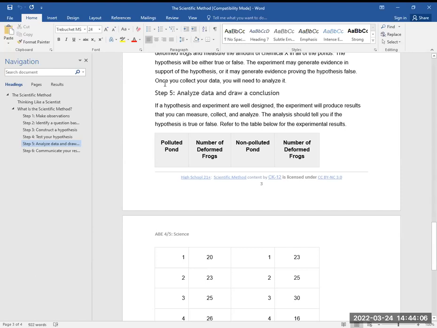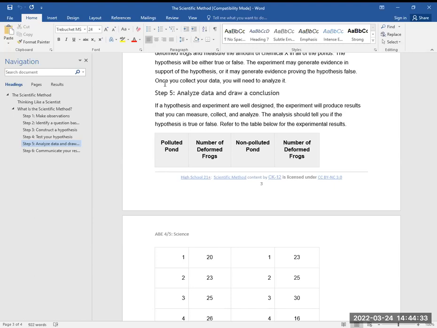So if hypotheses and experiments are well designed, the experiment will produce results that you can measure, collect, and analyze. So you need to be able to look at the numbers, or information, you need to be able to collect it, and you need to be able to analyze it. If something is not measurable, then it shouldn't be a part of the scientific method because there's no way of actually measuring this.